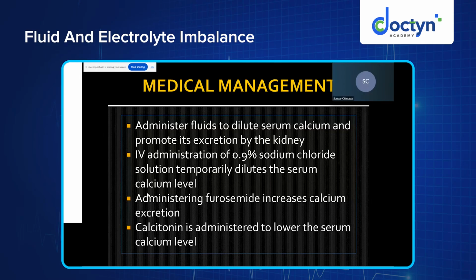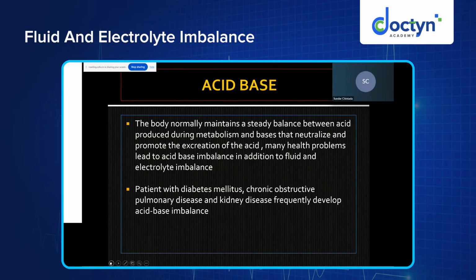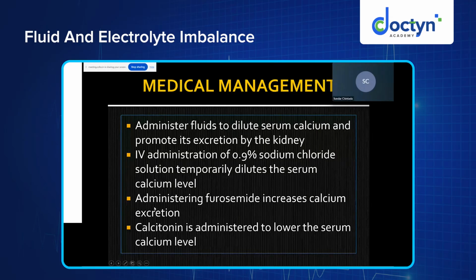Then along with this, you can administer furosemide, which will help in increasing the calcium excretion. Calcitonin can also be administered, which can help in lowering the serum calcium levels. So again, calcitonin is also important.